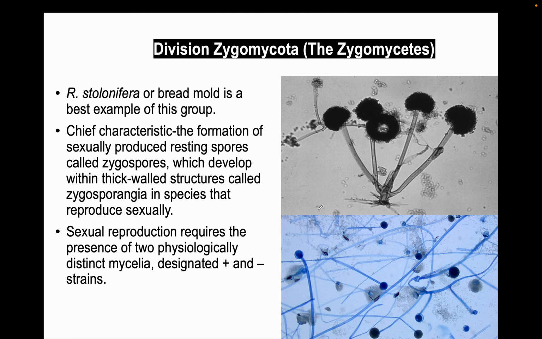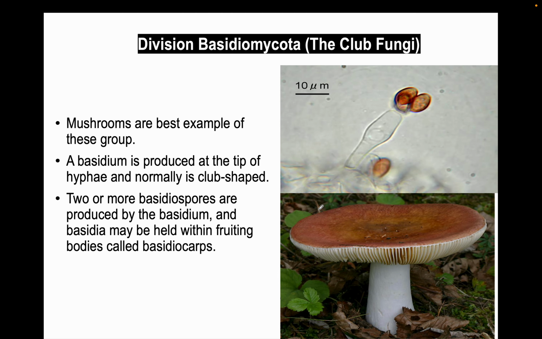Okay? Then we have division Zygomycota, the zygomycetes. The poster species under Zygomycota is Rhizopus stolonifer, no? Which is the common bread mold. Characteristics include formation of sexual zygospores. They develop within zygosporangia, no? In species that are able to manifest a sexual reproductive cycle. Sexual reproduction in Zygomycota requires two physiologically distinct mycelia, usually designated as a plus or minus strain, coming from very different mycelia. Therefore, the progeny fungi have combined characteristics.